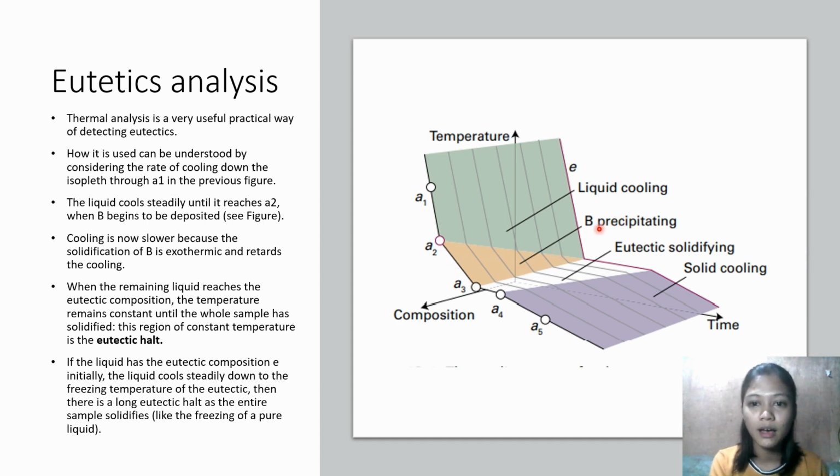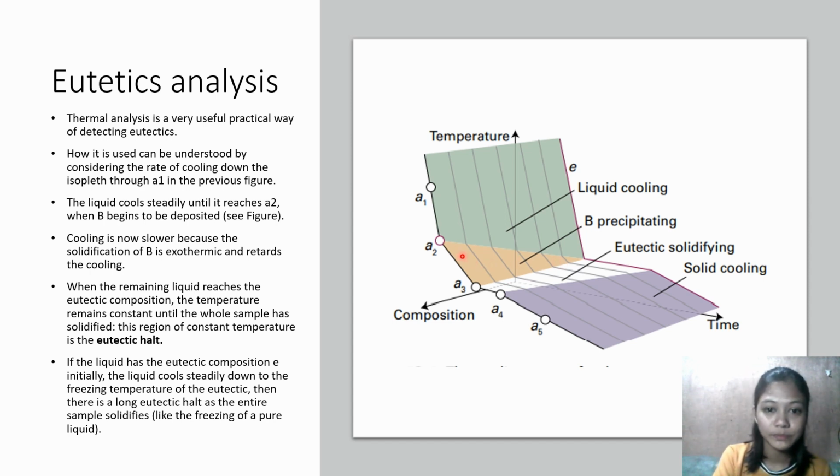to precipitate. So the cooling is now slower because the solidification of B is exothermic and retards the cooling. So, it becomes slower na ang iyon na cooling. So, naglawig ang time sa pagpanaog sang temperature as we can see in this slope kay gaamat-amat na siya solidify.